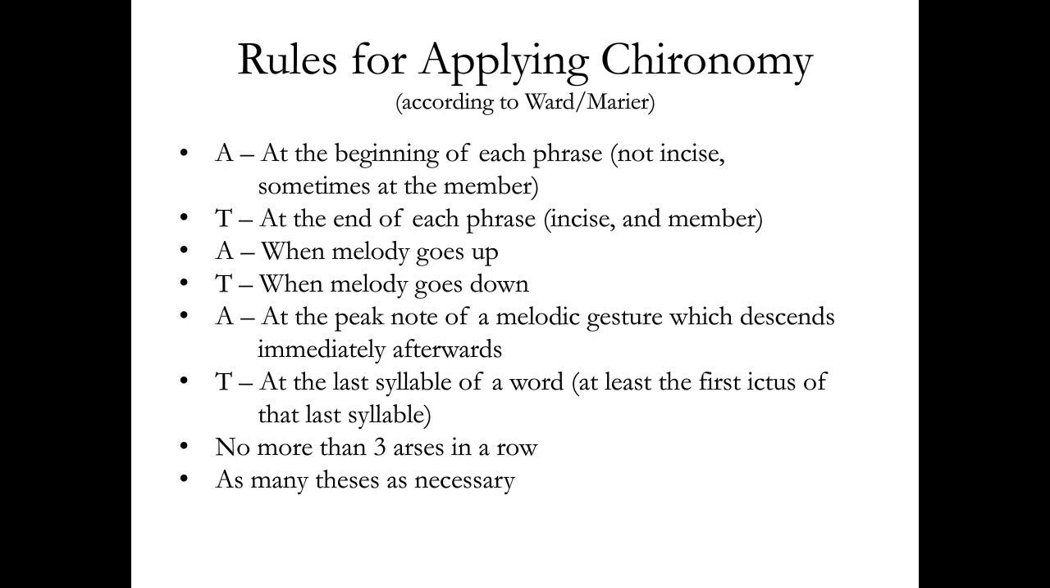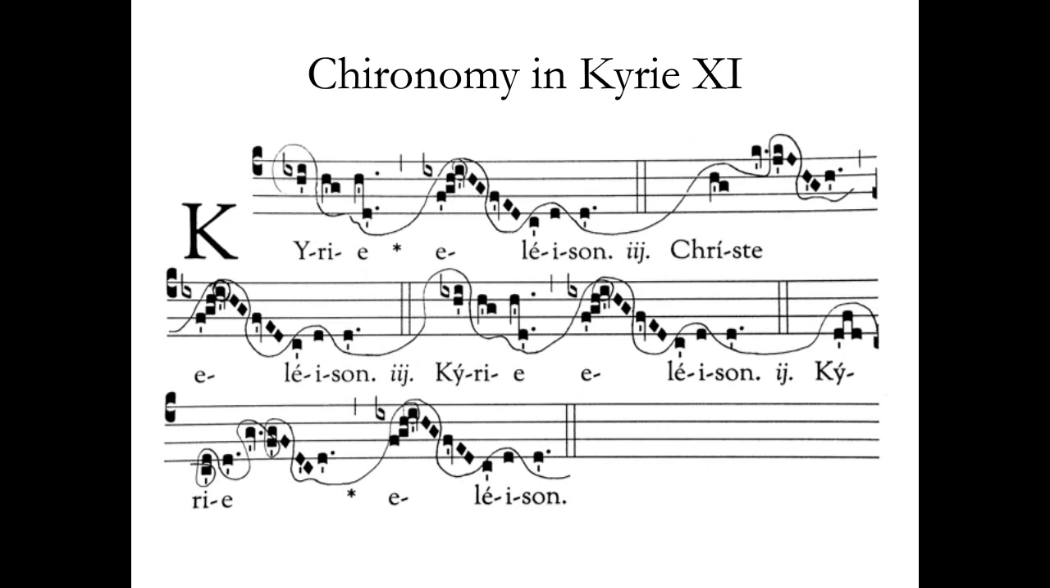This next point here, bullet point number five: if you have a peak note of a melodic gesture which descends immediately afterwards, it gets an arsis. So for example, if you look at this Kyrie eleison, you notice a figure that looks kind of like a mountain. At the top of the mountain, that ictus there with the climacus on te, la, sol is a descending melodic gesture. So it seems like, according to our rules, it would be a thesis. But that doesn't really make a lot of sense. The peak of a melodic gesture is usually where the most energy lies. So in this case, at the top of the peak, we give an arsis.